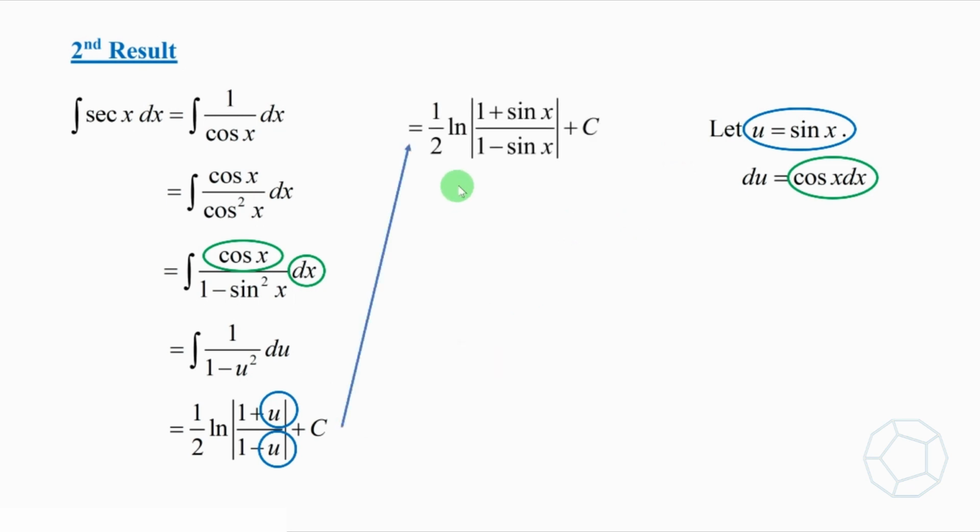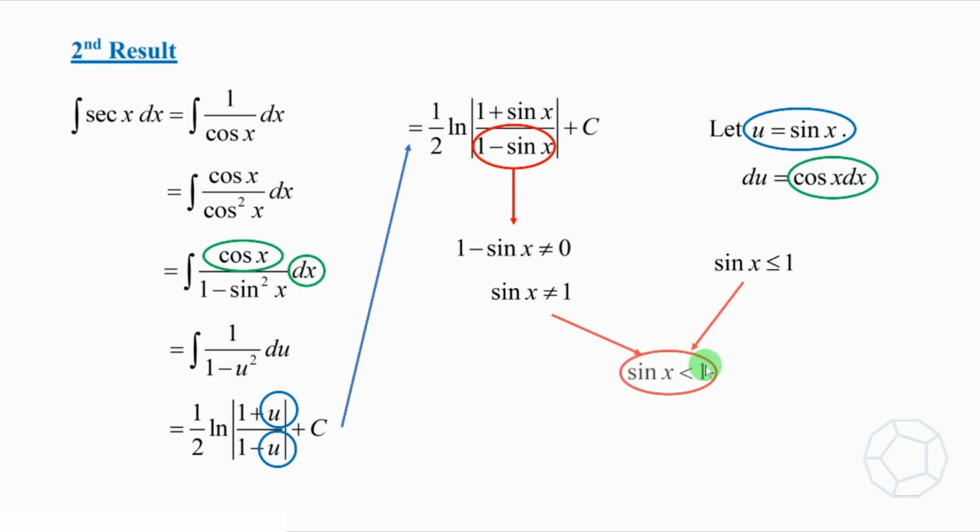We have 1 over 2 log absolute 1 plus sine x over 1 minus sine x plus c. Because sine x is smaller than or equal to 1, and for the denominator 1 minus sine x to be non-zero, sine x cannot be 1. Putting these two together, we have sine x is strictly smaller than 1.